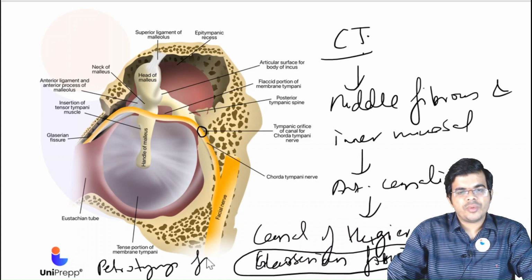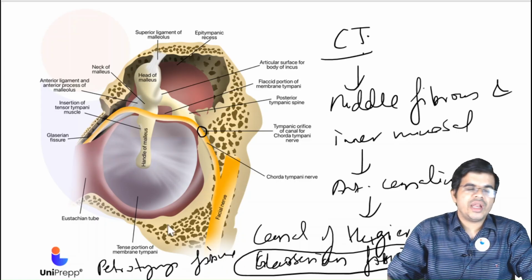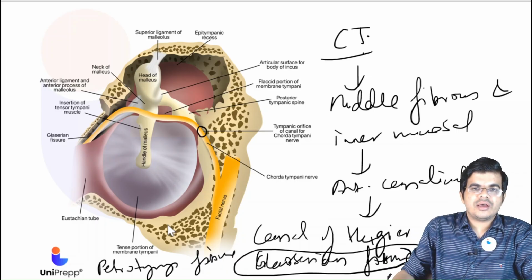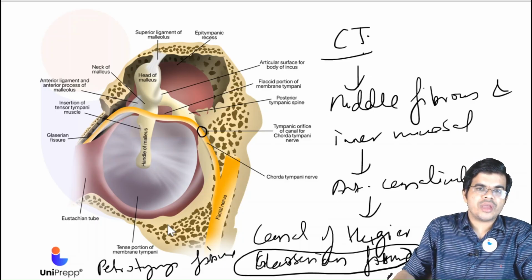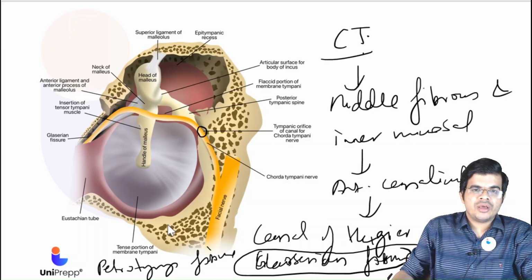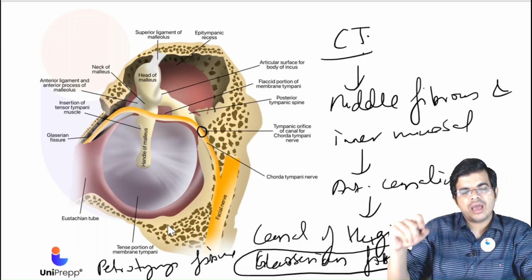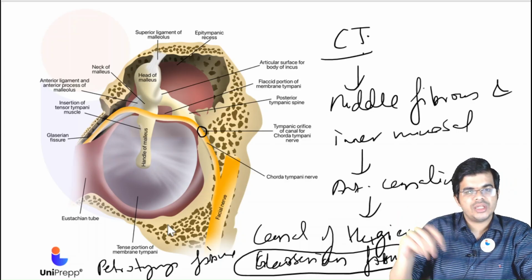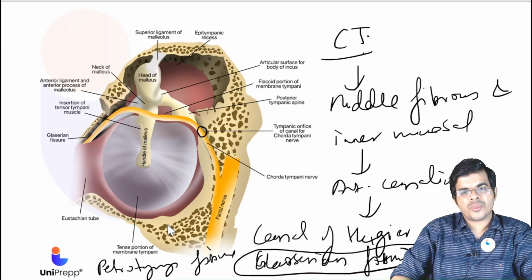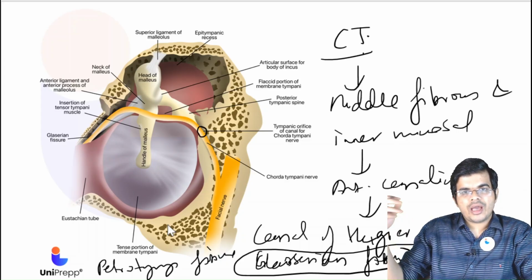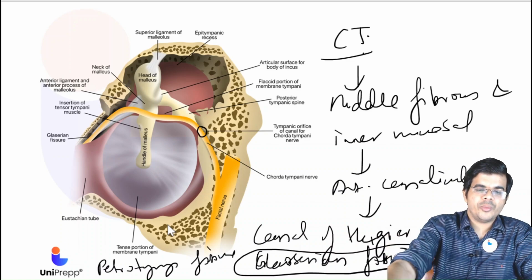And this petrotympanic fissure, or Glaserian fissure, in addition to this, contains the anterior malleolar ligament, which is connected to the malleus and the anterior process of the malleus. The anterior process of malleus and the anterior malleolar ligament are seen in the Glaserian fissure. So these are the various structures on the anterior as well as posterior fold of the middle ear.